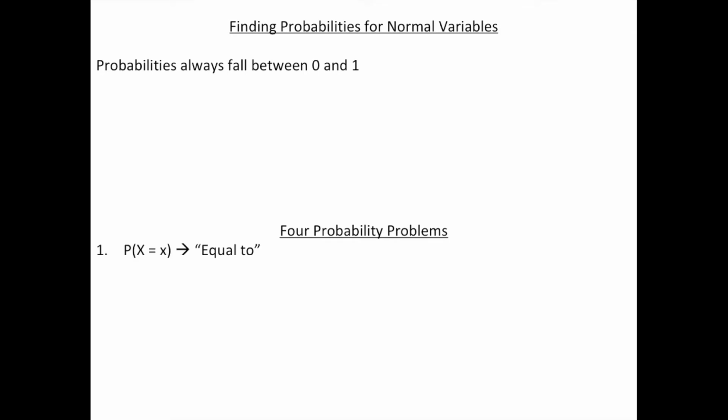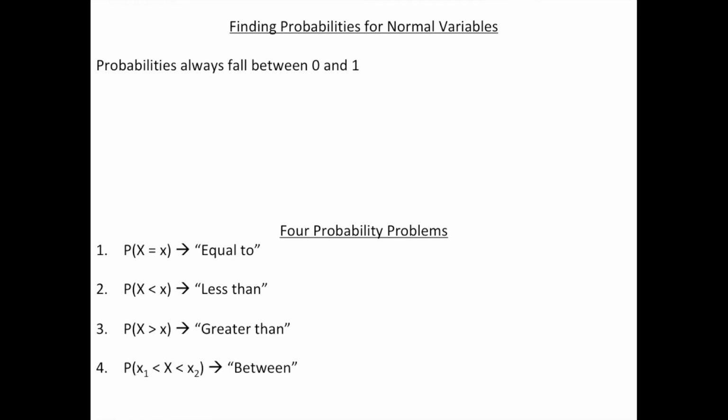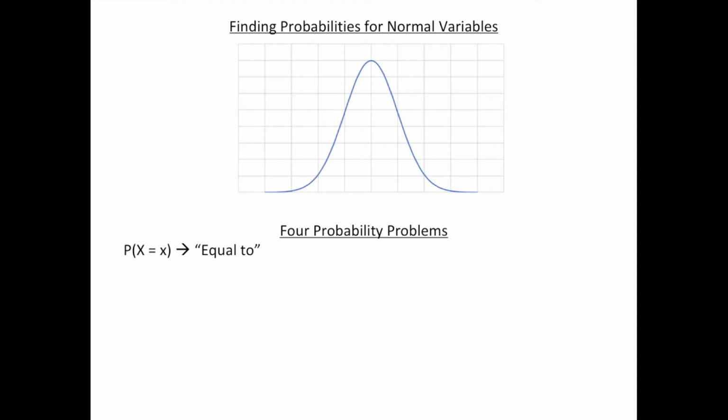In this video, we are going to find probabilities for normal variables without using a calculator. When you are looking for a probability, just remember that it can only fall between 0 and 1. So there are 4 probability problems. You can either have the probability that x equals a value, it's less than a value, greater than a value, or between two values.